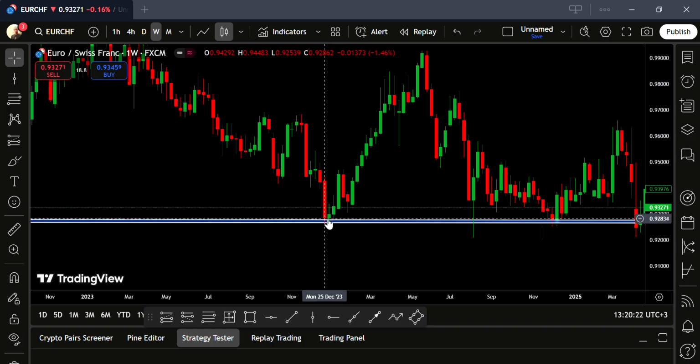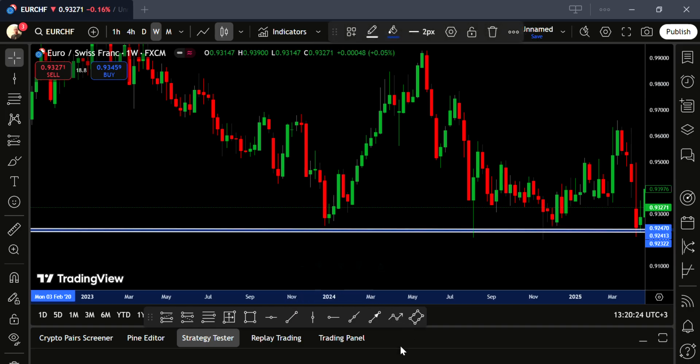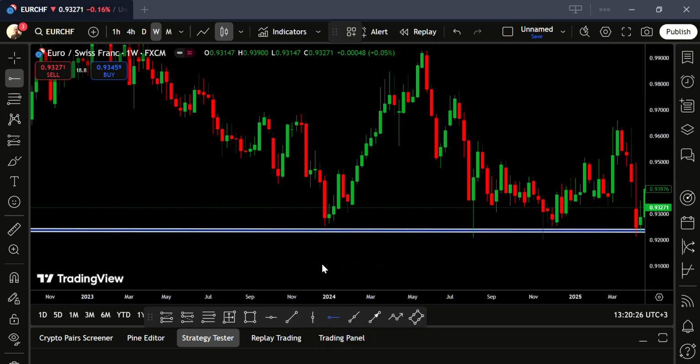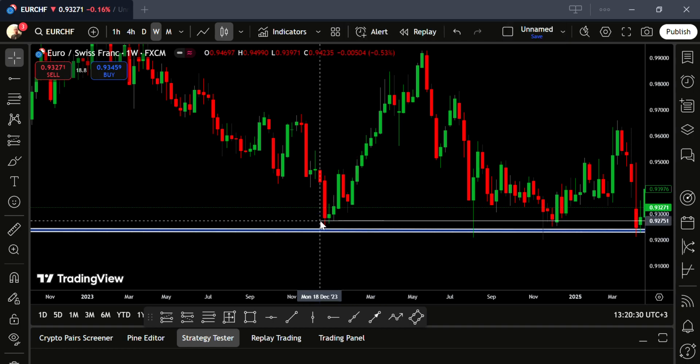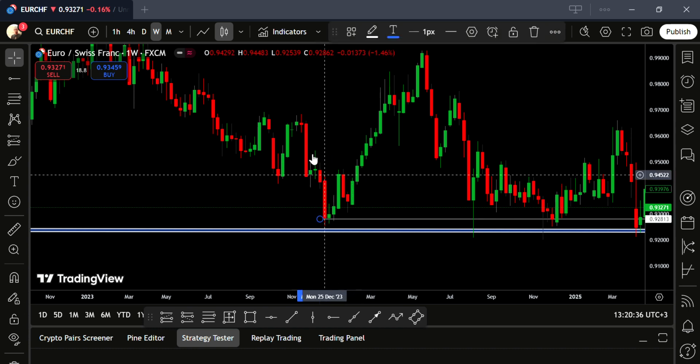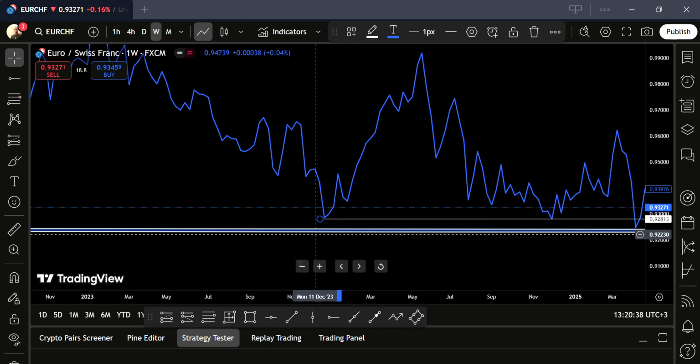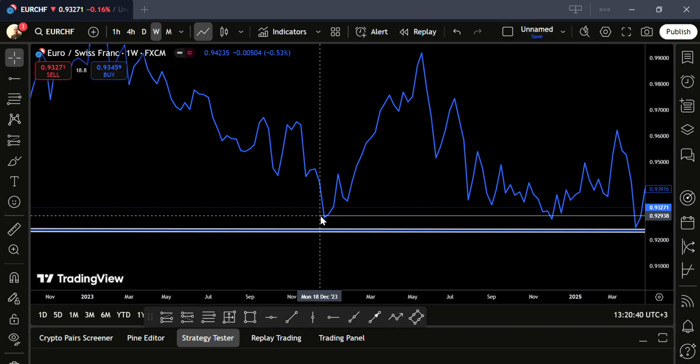Let me first remove this. It comes down but rejects on the weekly support. This one here, weekly support. Let me mark at the closing price. Remember, with Alchemist we use the closing prices of the candles. So you go to the line chart, you see exactly the precision.